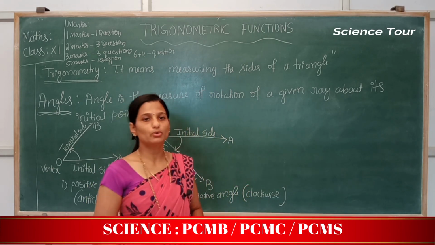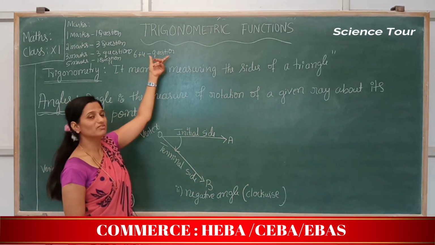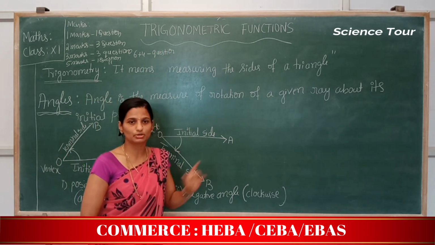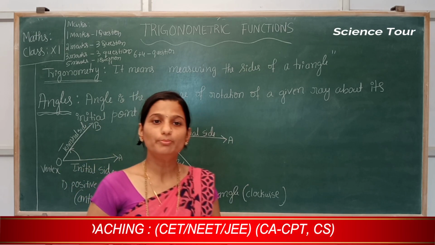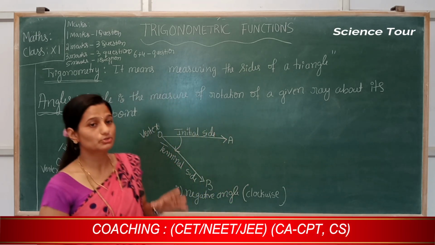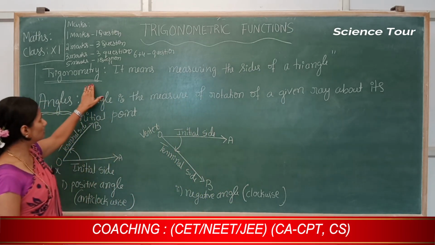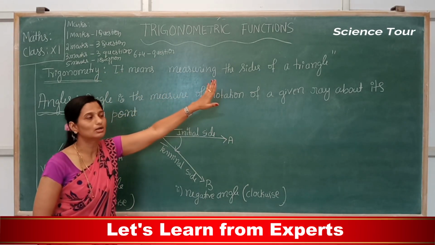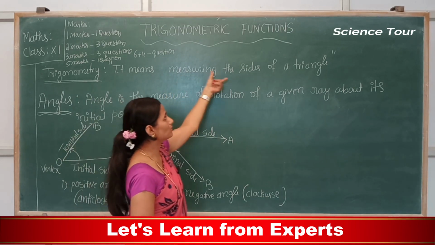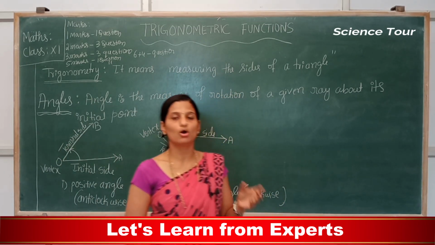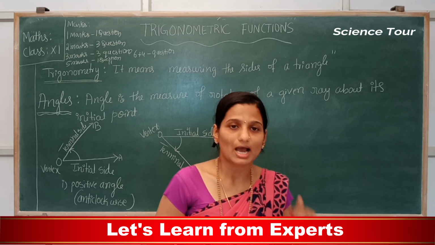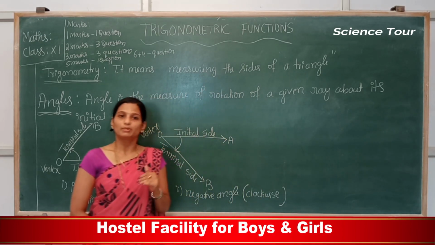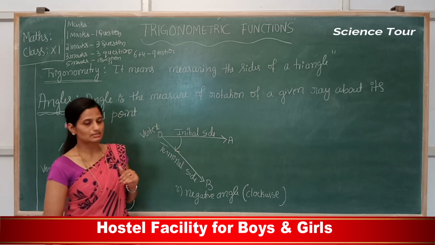You already know and have studied in your previous class, that is in 10th class, the trigonometric function or trigonometry chapter. So what do you mean by trigonometry? What is the definition of trigonometry? Trigonometry means measuring the sides of a triangle. It is the measure of sides of a triangle, or the relationship between angles and sides of a triangle, that you have studied in 10th class.